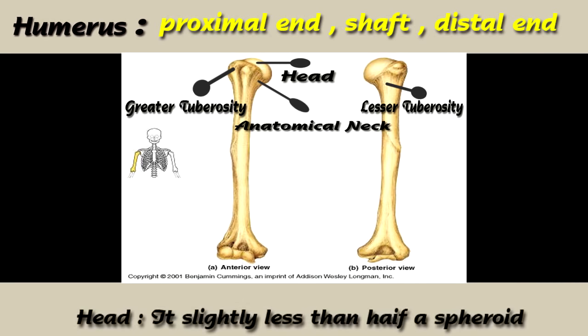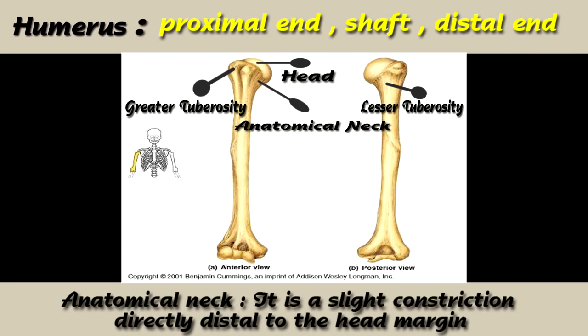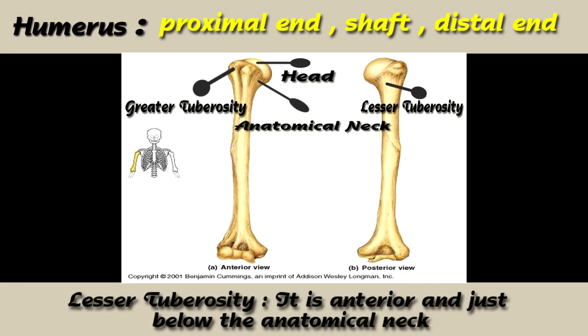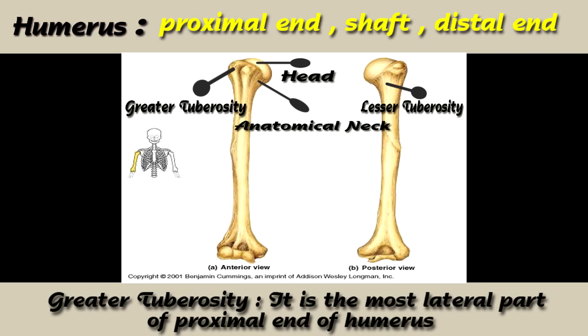The head, it is slightly less than half a spheroid. The anatomical neck, it is a slight constriction directly distal to the head margin. The lesser and the greater tuberosities, the lesser is anterior and just below the anatomical neck, but the greater tuberosity, it is most lateral part of proximal end of humerus.